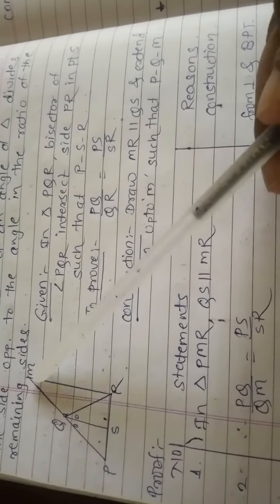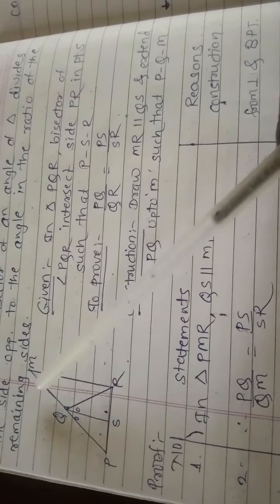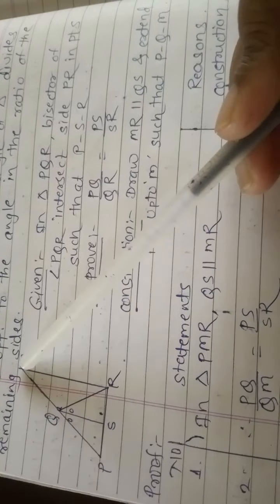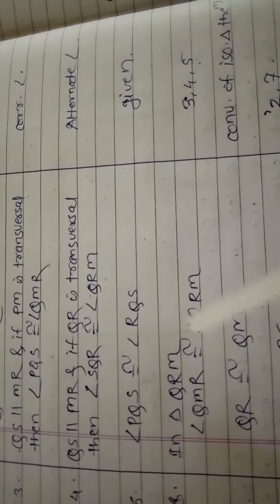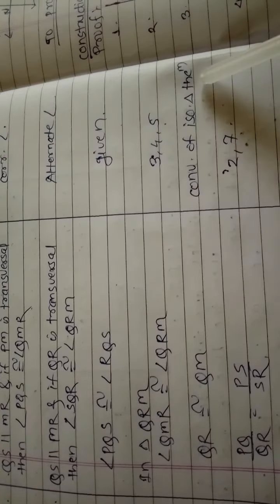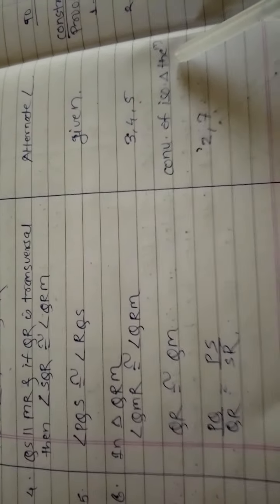And since these two angles are congruent, these sides are also congruent because of the converse of the isosceles triangle theorem. So we can prove that QM is congruent with QR.